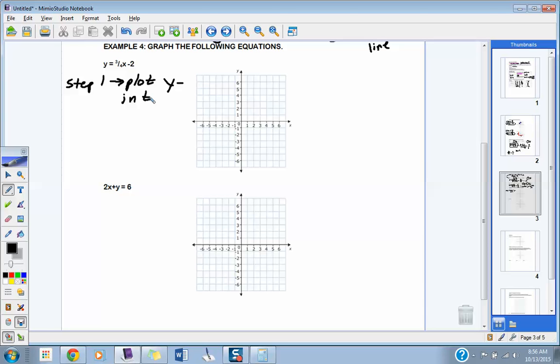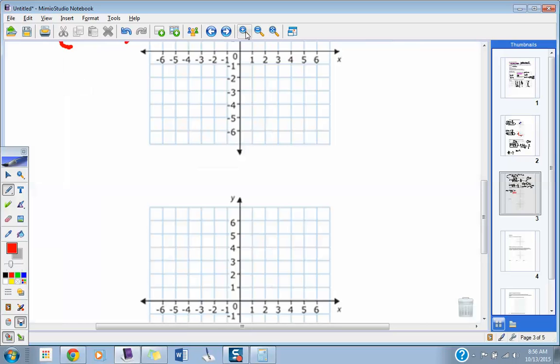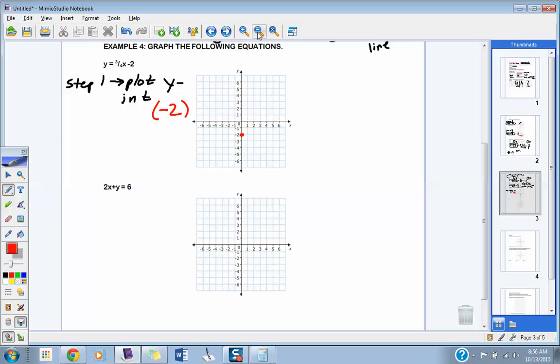So in this case, I'm going to write down, hey, y-intercept's -2. So I'm going to go ahead and plot that. I'm going to say, on the y-axis, come down here to -2 and plot that. Everybody agree? Now, once you've done that, step 2.